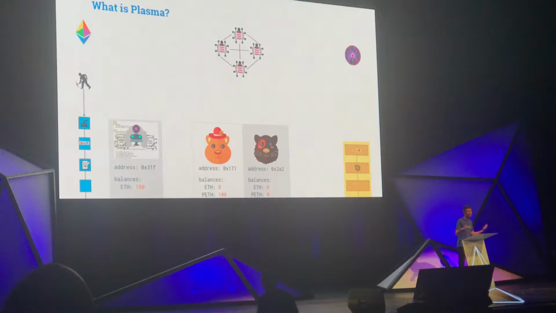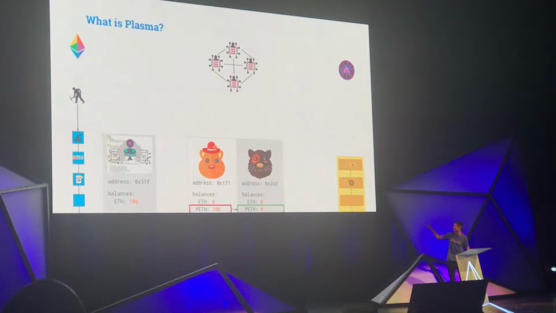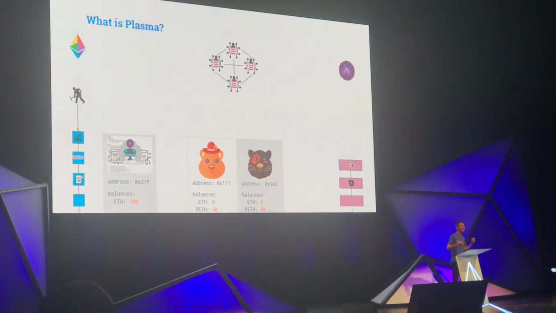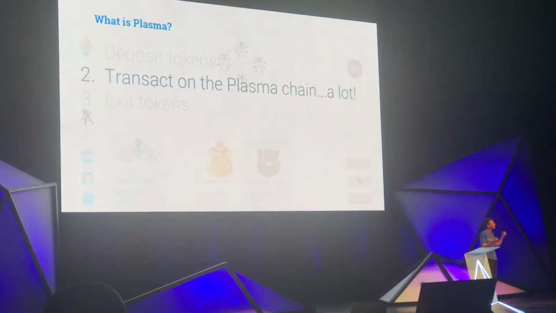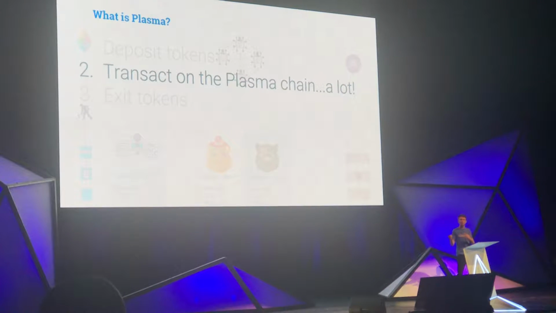So, sounds pretty good so far. And we now need to update the state. And so we have this peth, and we're going to send it to Bob, minus 50 plus 50, and we're good. So we've transacted on the Plasma chain, but the point of these Plasma chains is we can transact a lot, right? We currently don't scale. We want to scale. Pretty simple.